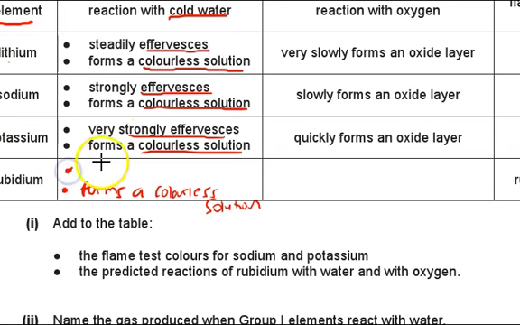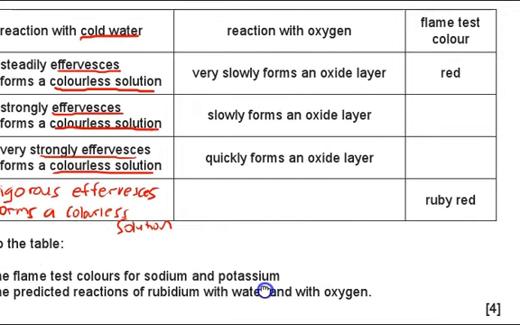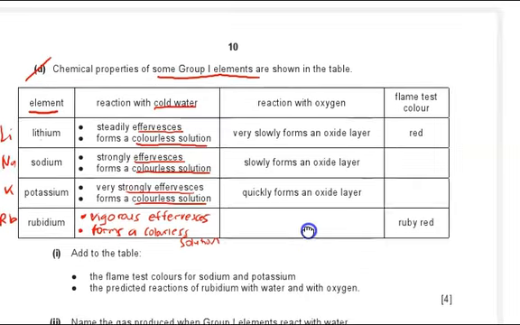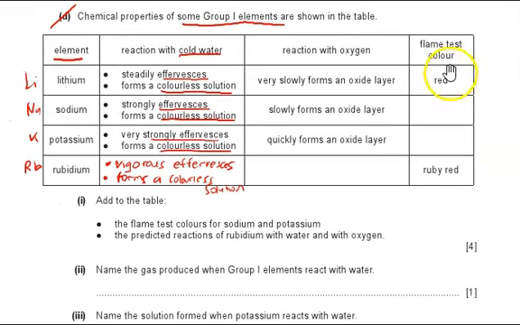And you can also add here, okay, so we can add on here, it forms a colorless solution and also a vigorous effervescence. Okay, so here the color, the flame test color. So please remember here, for sodium we will have a yellow color, and for potassium we will have a slightly purple color. To make it better, we put here lilac.